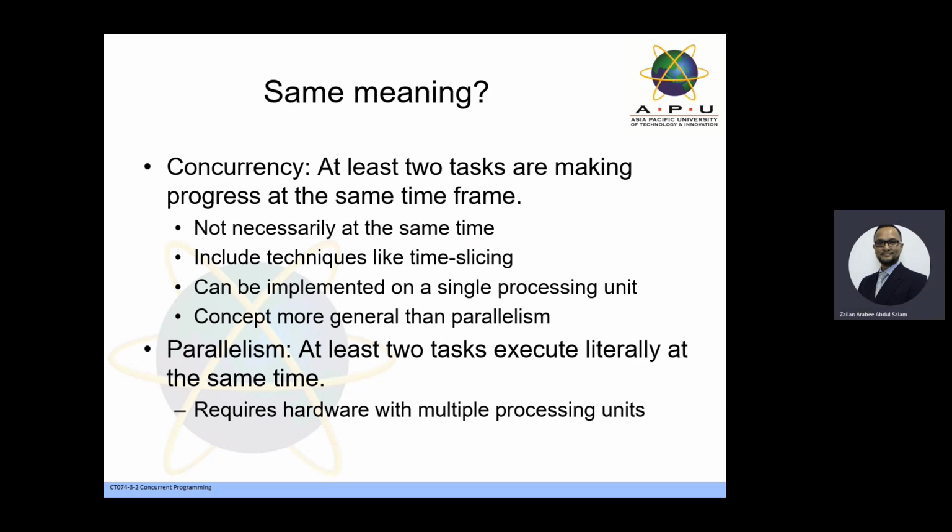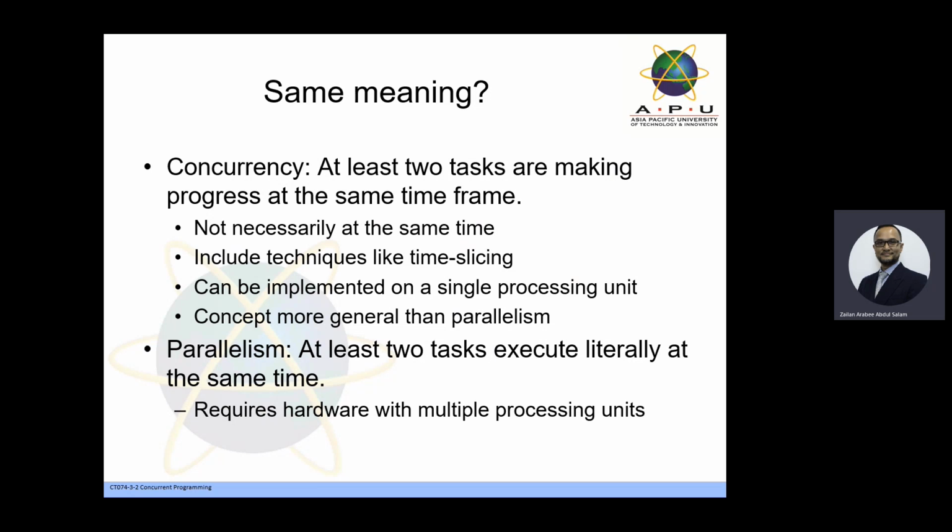Okay? And now what is parallelism then? At least two tasks are executing literally at the same time. What does that mean? I need at least two machines, and both are working at the same time.